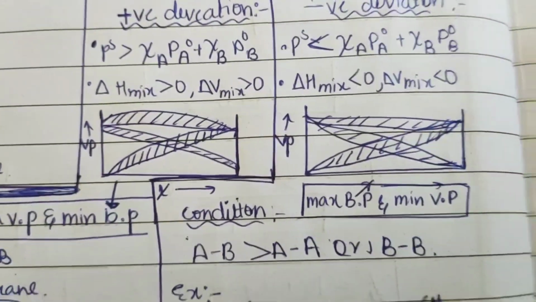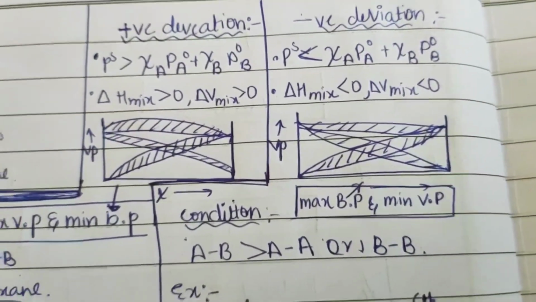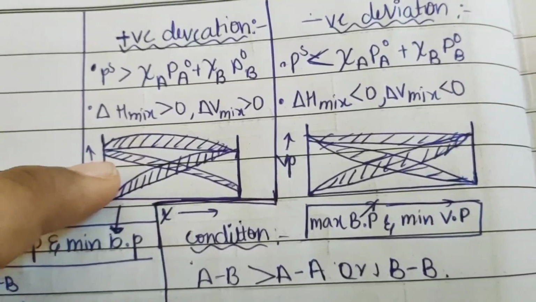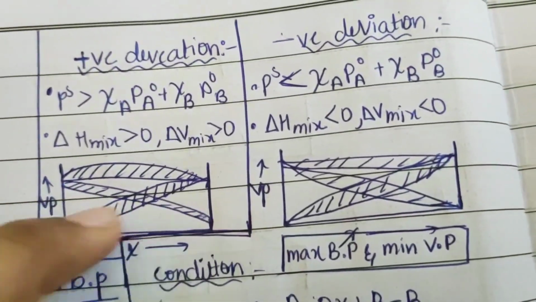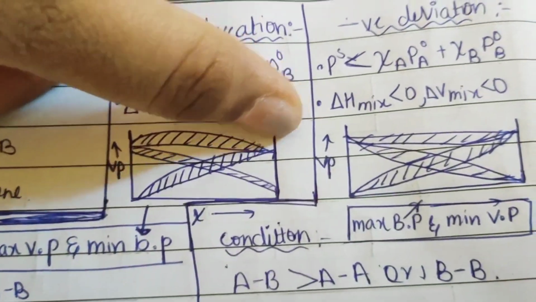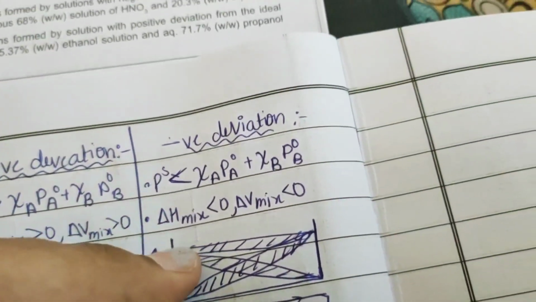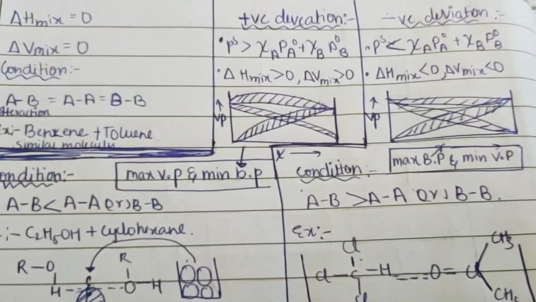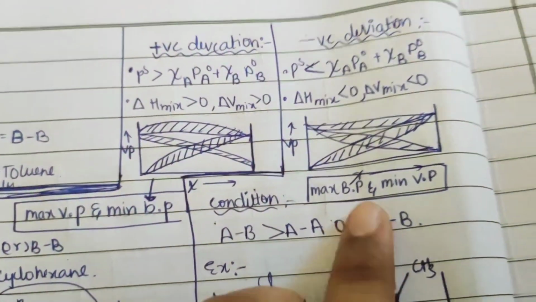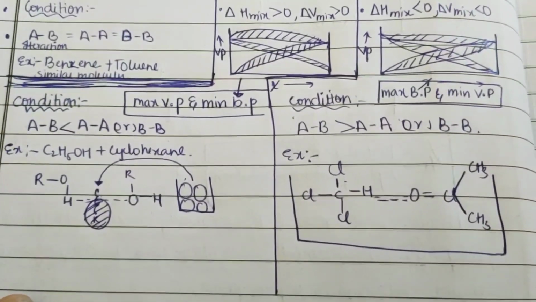For positive deviation, delta H mix is greater than 0 and delta V mix is also greater than 0. For negative deviation, delta H mix is less than 0 and delta V mix is less than 0. Here in the graph we can see the normal line is like this, but with positive deviation it goes like this. Here we have negative deviation. The normal line is like this, but this goes like this. At a certain point it has maximum vapor pressure and minimum boiling point. At a certain point it has maximum boiling point and minimum vapor pressure.